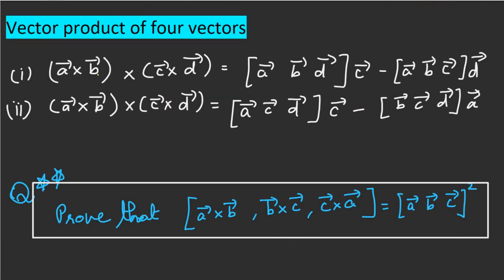Four vectors: the easiest way to remember the formula is A cross B cross C cross D. It can be taken as box product A B D into C minus box product A B C into D. Or otherwise, the formula can also be written as A C D into B minus B C D into A. So one question following this vector product.